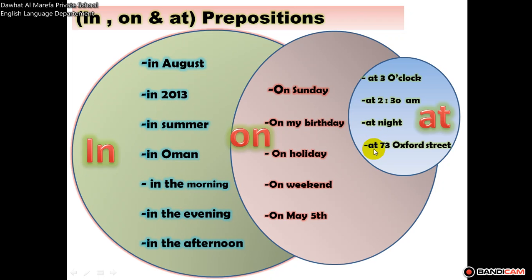Now we have at 73 Oxford Street. What is this? This is an address. If you are going to tell me about the address of your house, you use at if you have the name of the street and the number of the street. Okay, so now we have in, on, at.